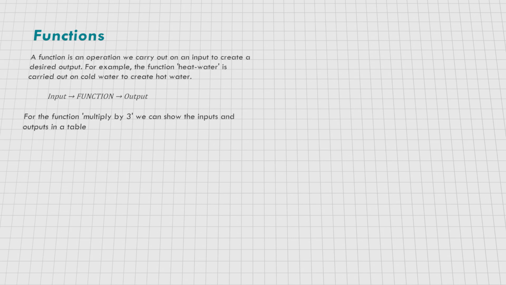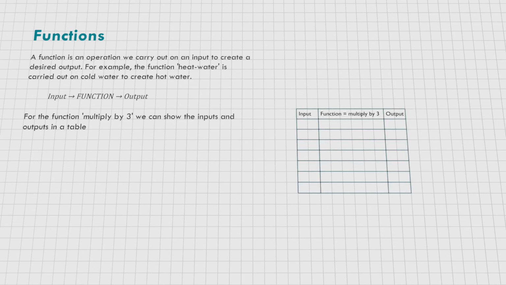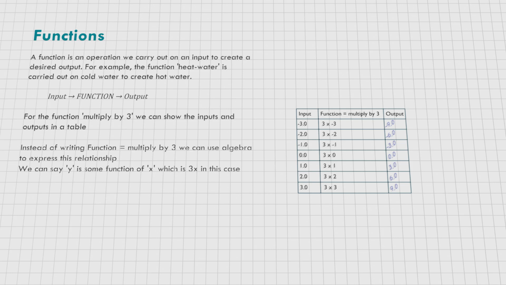For the function multiplied by 3, we can show the inputs and outputs in a table. Instead of writing function equals multiplied by 3, we can use algebra to express this relationship. We can say y equals some function of x, which equals 3x.